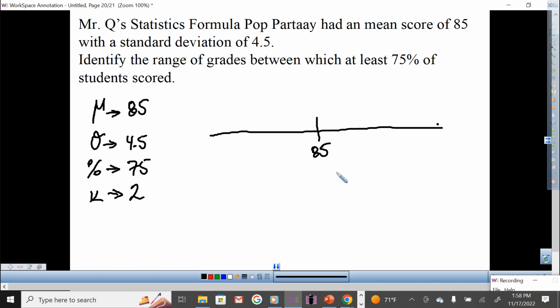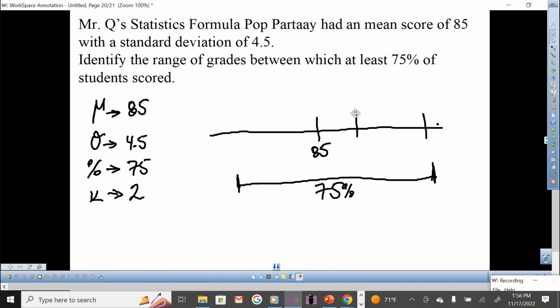So what is given? What's given is that they want to know from where to where the scores fall that give us 75%. 75%, that's what's given, yes? So we know that it's how many standard deviations? 2. So we go 1 and 2. One and 2. Okay, we good? All right.